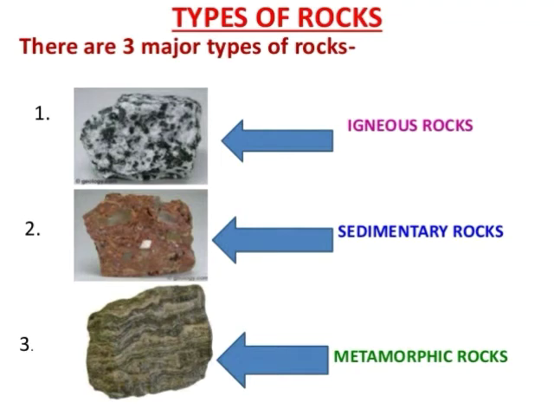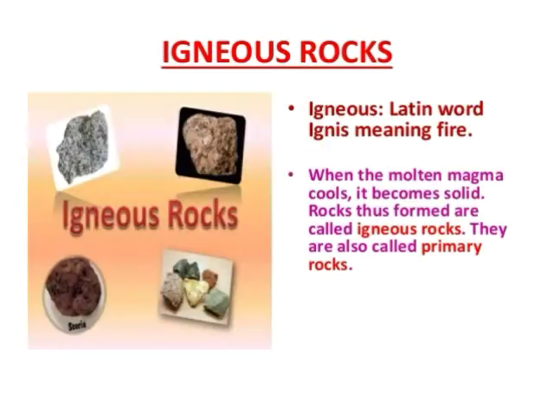Now first we will discuss igneous rock. The word igneous has been derived from the Latin word ignis, which means fire. Second, sedimentary. Sedimentary word is derived from the Latin word sedimentum, which means to settle down. And the third word metamorphic has been derived from the Greek word metamorphos, which means change of form.